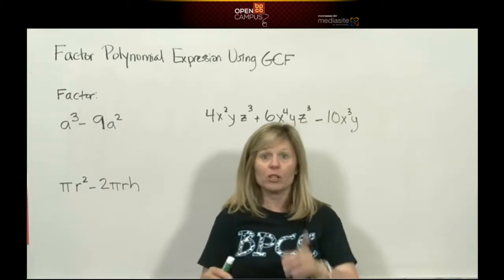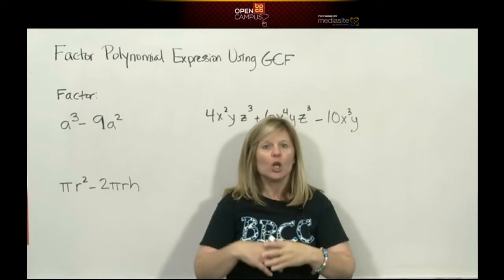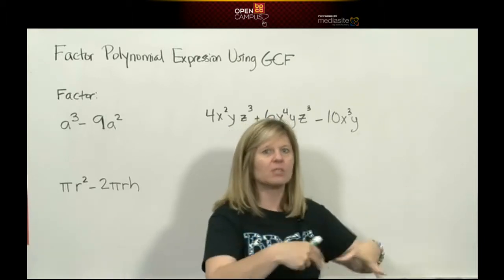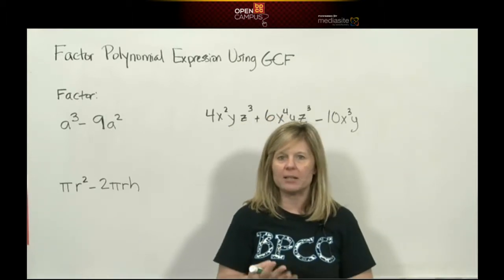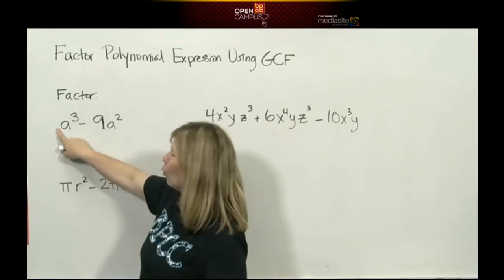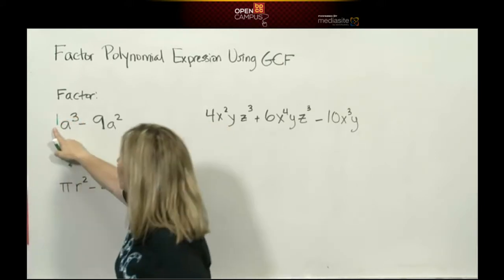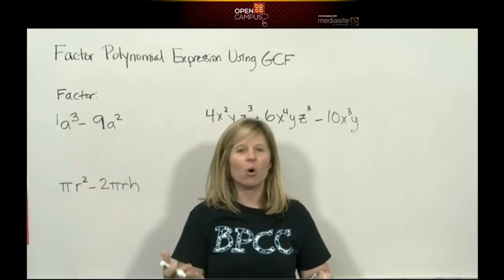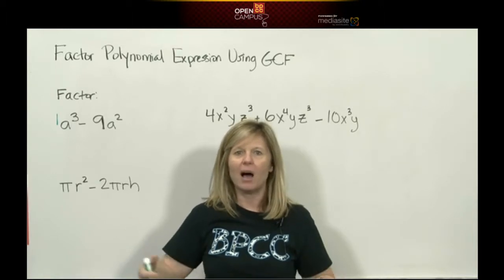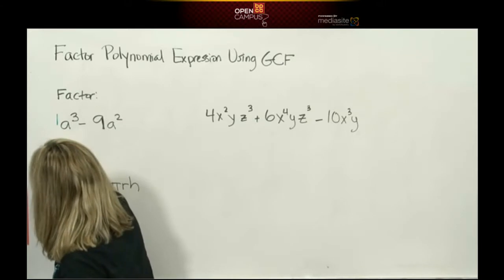The GCF rule is the first rule you always try when you hear the word factor. You will look to see if all the terms have something in common, whether it be a number or variable you could divide them by. So let's start. What's understood to be the coefficient in front of a cubed? It's a 1. So with 1 and 9, what is the only number we could divide them both by that they have in common? It's a 1. Okay, so we take the 1 out.